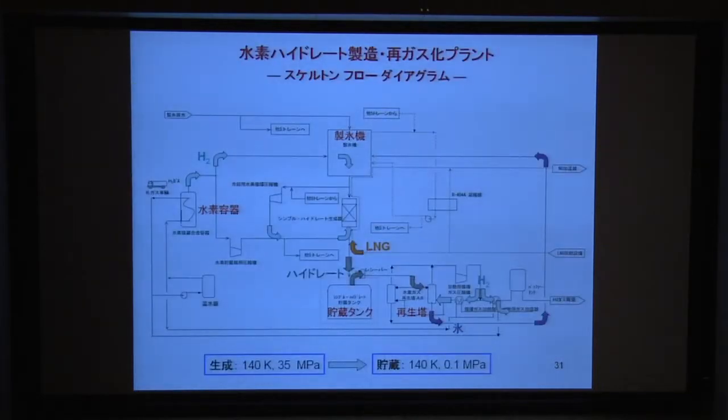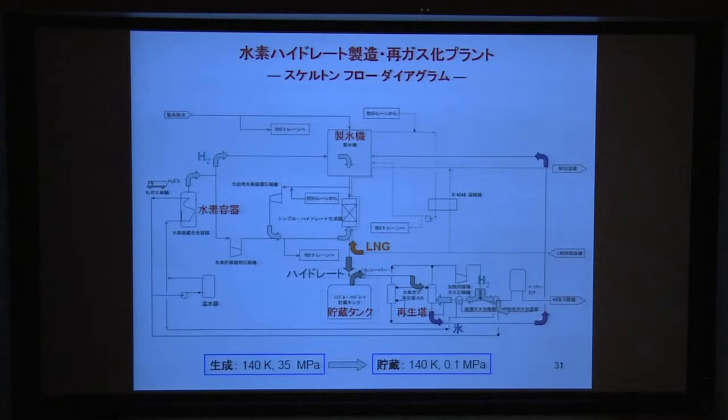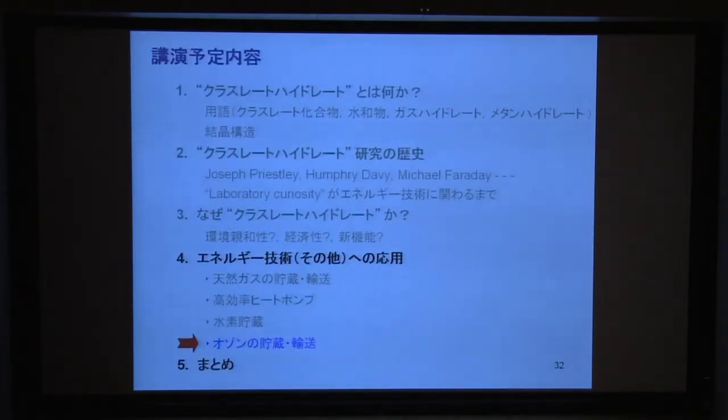And we came up with a concept design. And this is the diagram of the hydrogen hydrate. Well, this is quite rough, but we also had a more detailed concept chart. And we also had published these lectures, the literature and the paper in the US, and we are now currently developing the papers for the storage facility.